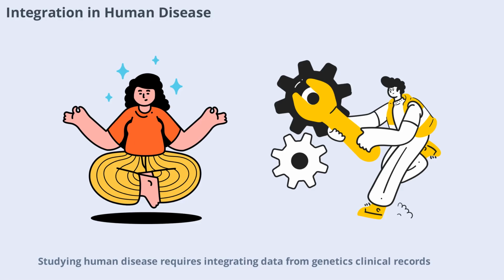Studying human disease requires integrating data from genetics, clinical records, and environmental exposures. This holistic approach uncovers the complex interactions that contribute to disease risk and progression, guiding prevention and treatment strategies.